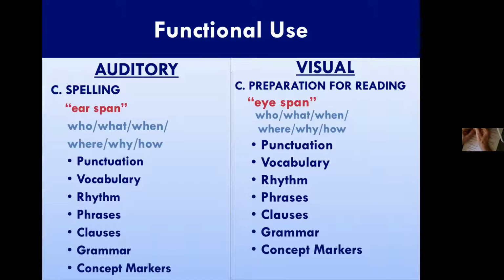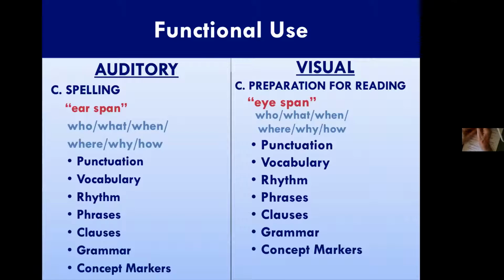They're still thinking about those same questions that a phrase is going to answer, and either you're using the punctuation when you're reading to get meaning from what someone else has written, or you're creating sentences with punctuation so that what you've written is going to be meaningful to the reader. And of course, vocabulary, the rhythm or prosody, and phrases, clauses, the grammar concept.